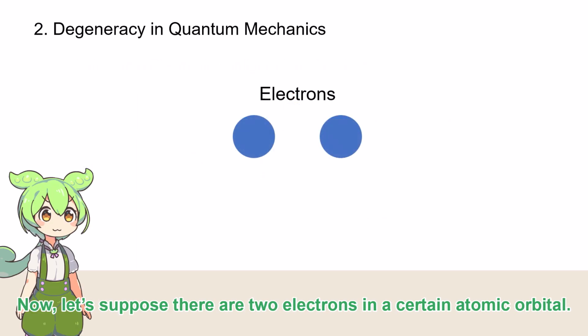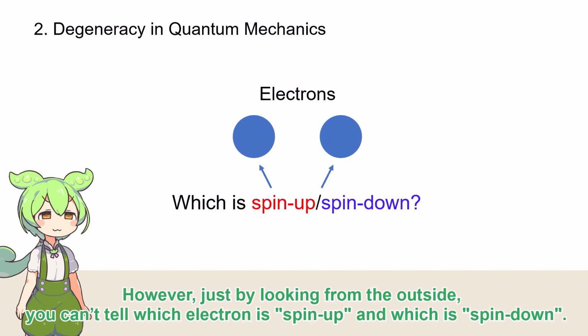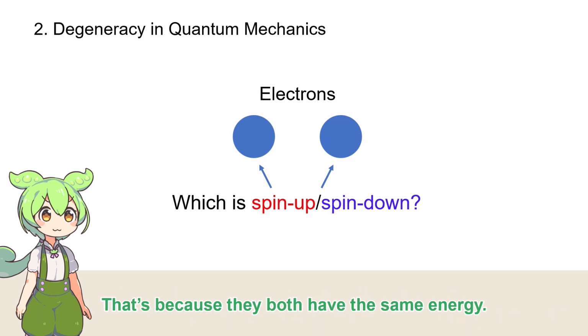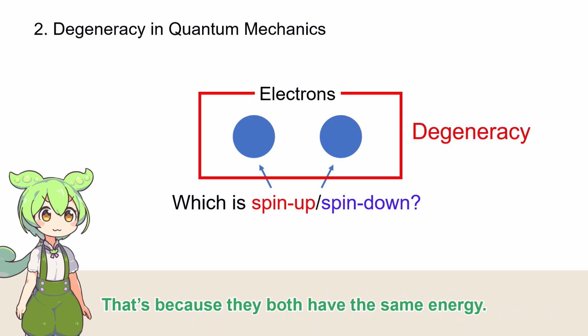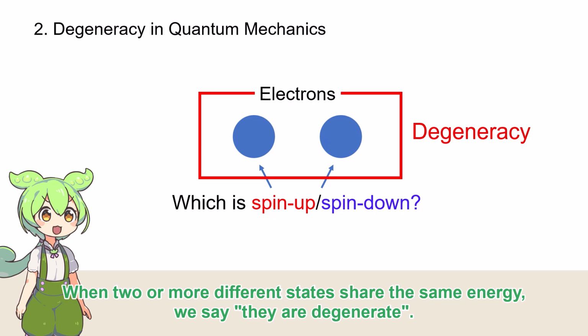Now, let's suppose there are 2 electrons in a certain atomic orbital. However, just by looking from the outside, you can't tell which electron is spin up and which is spin down. That's because they both have the same energy. When 2 or more different states share the same energy, we say they are degenerate.